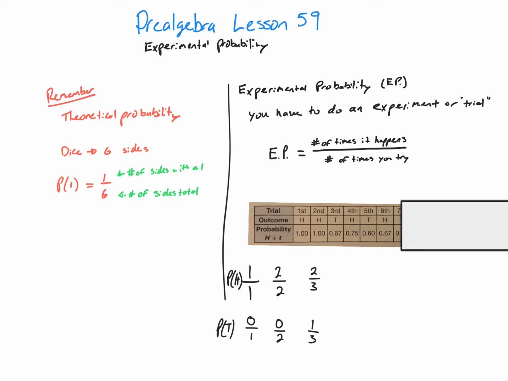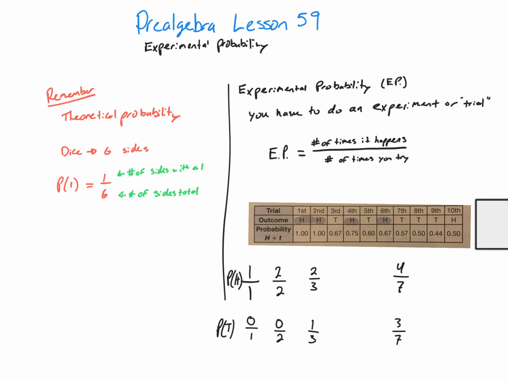We can keep continuing on. Maybe I'll skip a few down here, down to like 7. So if we talk about heads, notice we've gotten 1, 2, 3, 4 heads. So my probability of getting a heads would be 4 heads, and I've tried it 7 times. The probability of getting a tails would be 3 out of 7. And I think this is 10 times. Yeah, so if we keep going out of 10 times, we've gotten heads 5 times and tails 5 times. So this comes out to be 5 out of 10, and also 5 out of 10.